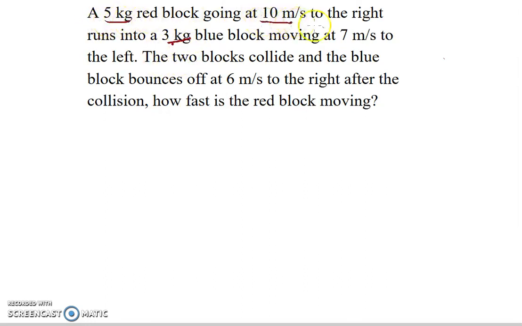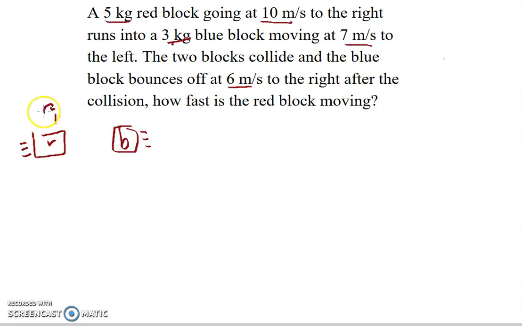Oh, I just undid some stuff. The two blocks collide, and then the blue block bounces off at 6 meters a second to the right, and it's looking for how fast the red block is moving. So, a quick sketch: red block, blue block, red to the right, blue to the left. This is initially what's happening.